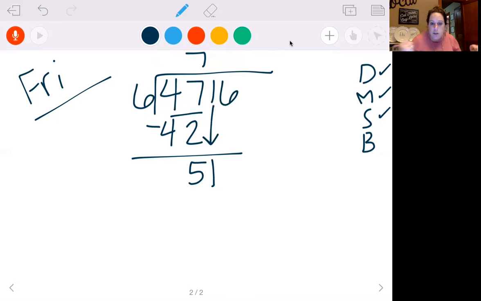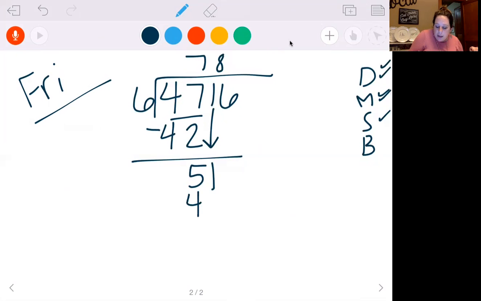Remember, always do your arrows. Now I'm going to think, what times 6 gives me close to 51? So let's go back to the 6 times 8. That gives me 48. I'm not going to get much closer than that. So I'm going to put my 8 right here. So that was my division. Then I'm going to multiply that 6 and 8 and get 48. So that was my multiply.